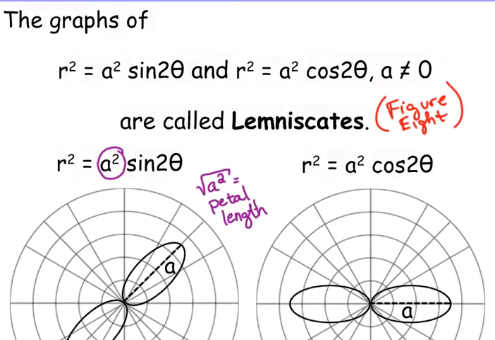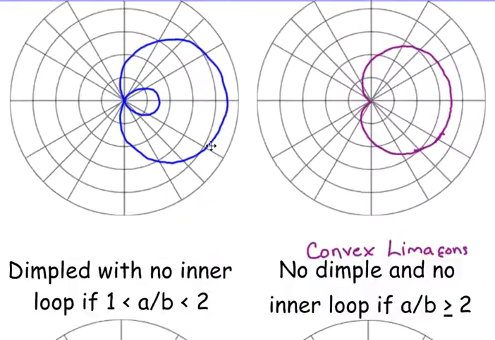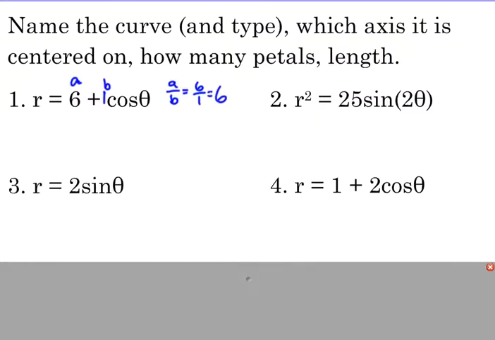What does our characteristics say when, whoops, too far. When A over B is greater than or equal to 2, it's a convex limaçon. So this is a convex limaçon.